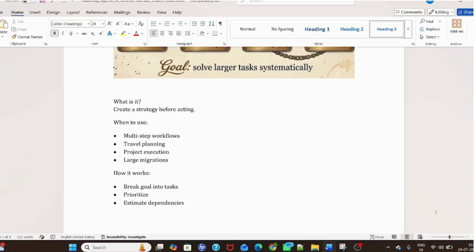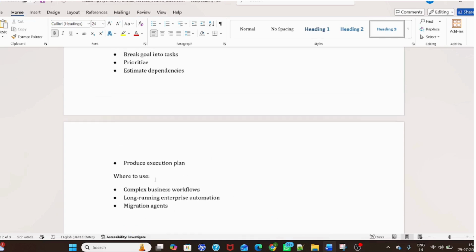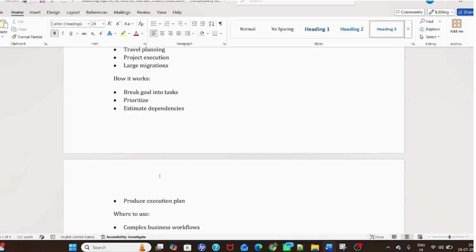We are not doing big tasks in a single go. We divide them, prioritize them, and estimate. It is similar to taking an epic, making it a feature, then creating stories and then tasks. So complex business workflows, long-running enterprise automation, migration agents: API agent, UI agent, database agent, infrastructure agent, DevOps agent. All will be a good fit for the planning pattern.